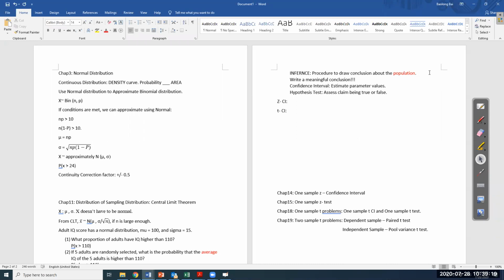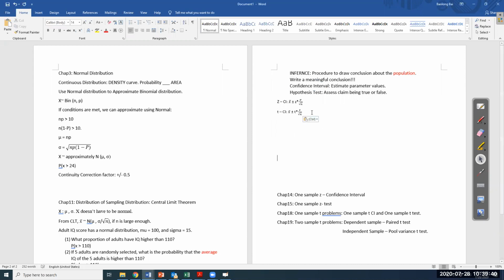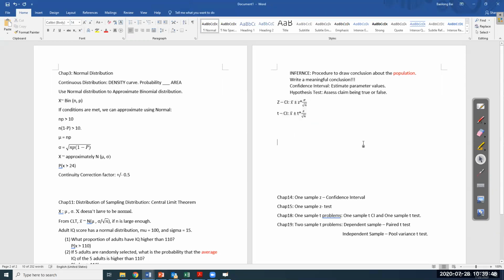Right? So for a Z confidence interval and a T confidence interval, if you look at the formula, I'm gonna copy the formula real quick. It will be just like this. So all you need to do is follow the calculation, right? And then make sure you write a meaningful conclusion after, and that's it. Okay. So I'm gonna focus on hypothesis tests because a lot of people, I feel, struggle with hypothesis tests.